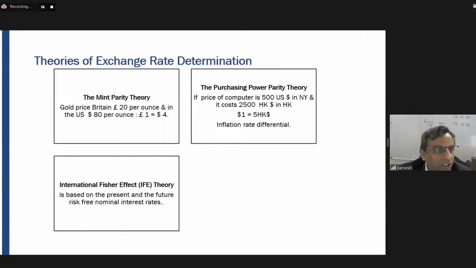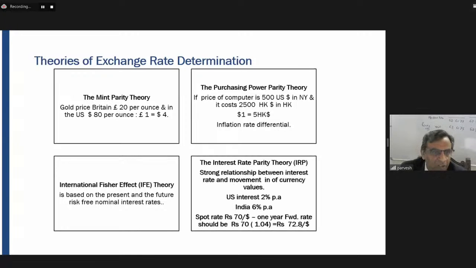Then the third theory is called the International Fisher Effect theory, which is based on present and future risk-free nominal interest rates. This is a very important theory. And then of course the advanced theory, called the interest rate parity theory, which is more relevant and talked about in much more detail, says there is a strong relationship between interest rates and movement in currency values.